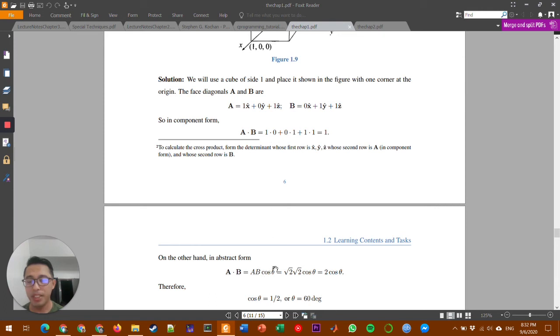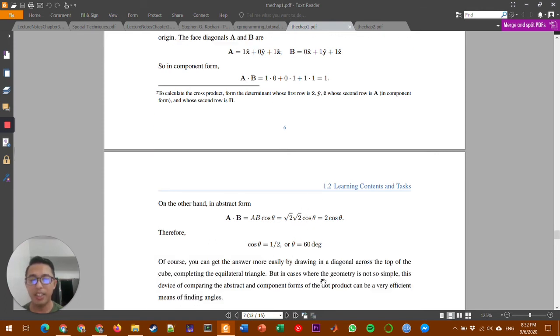Maupod sa B. Ang magnitude niya is square root of 2. Multiplied by cosine theta. Okay? Now, square root of 2 times square root of 2, that will give you 2. So, that's 2 cosine theta. Now, unsay value aning A dot B? A dot B is just 1. Nakuha ito ganina. So, this is just 1. Therefore, cosine theta is just 1/2. Cosine theta is just 1/2.